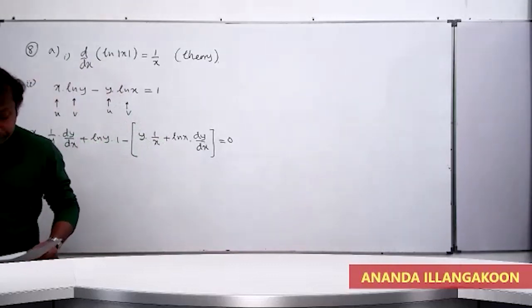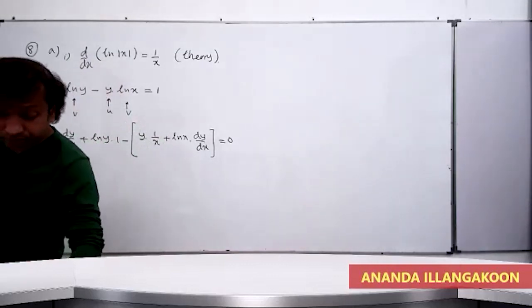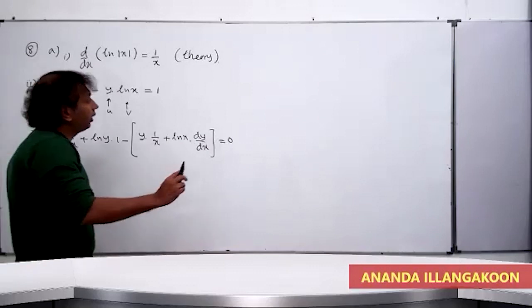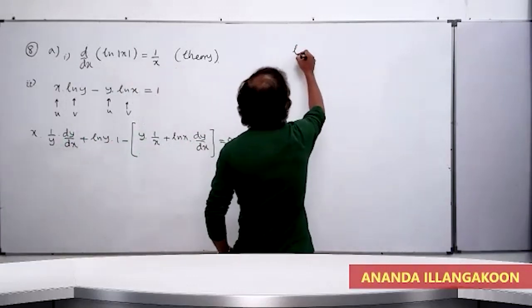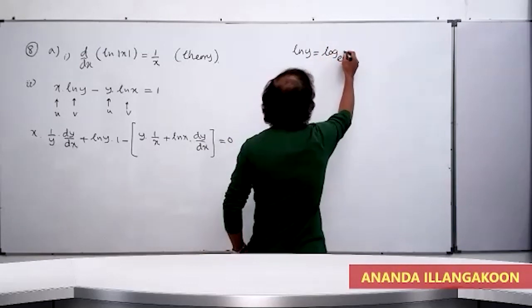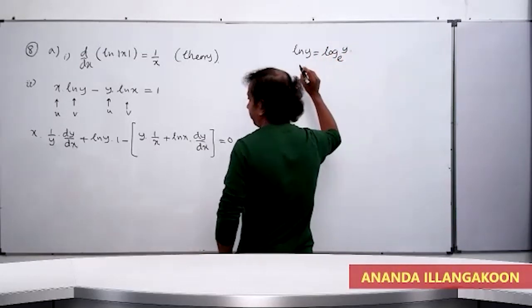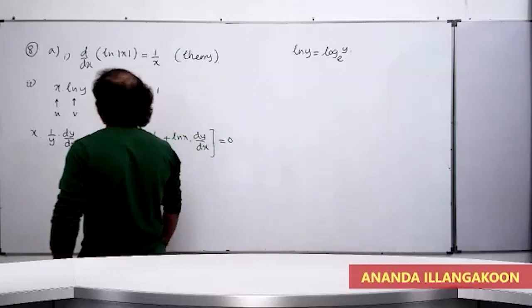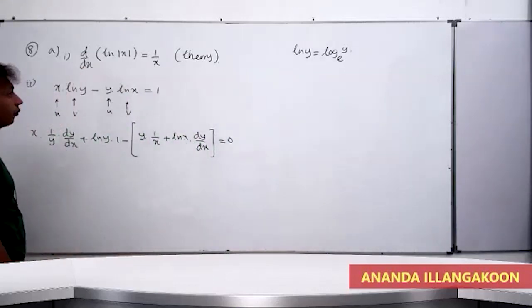Now asking dy by dx at x equals 1. Right, you know, people, here ln means what? Ln y means logarithm to the base e of y. Okay.